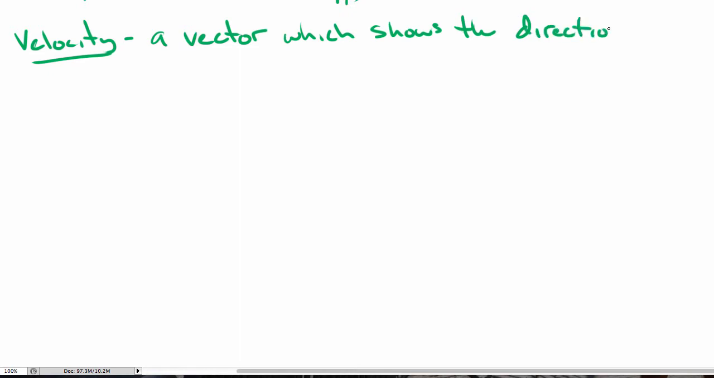So velocity is something that we're familiar with, but we're more familiar with the scalar version of velocity, which is actually called the speed. Velocity, unlike speed, is a vector. So I'm beating the vector part of this stuff into your head. And it shows the direction and rate of motion.